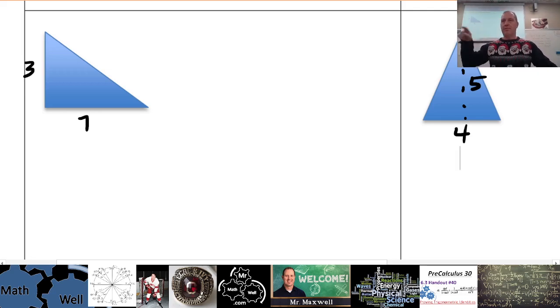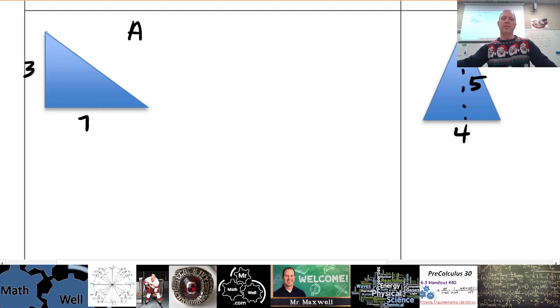Triangles are 3-sided figures, closed figures, 3 straight sides. One can't be curvy. That doesn't count. 3 straight sides. This one looks like it might be a right angle right here. It might be a 90-degree angle there, so it might be a right triangle. We don't know that for sure. But luckily for area, it doesn't matter if it's a right triangle or not. But what we do need to know is the height.